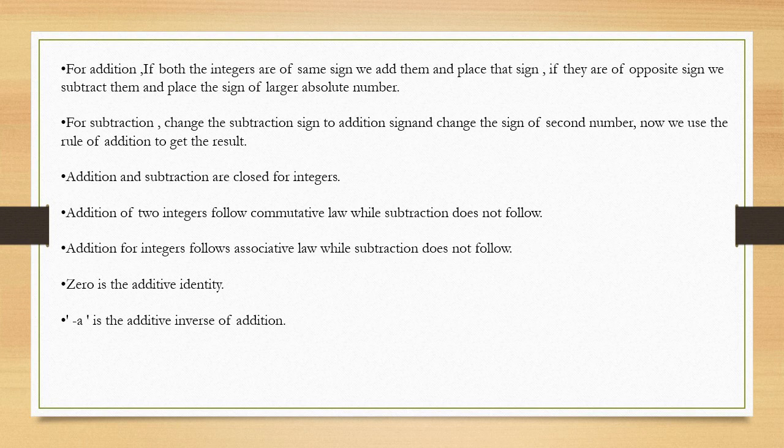We also dealt with the properties associated with addition and subtraction of integers. Addition and subtraction are closed for integers. Addition of two integers follows the commutative law, while subtraction does not. Addition for integers follows the associative law, while subtraction does not. 0 is the additive identity and minus a is the additive inverse of a.